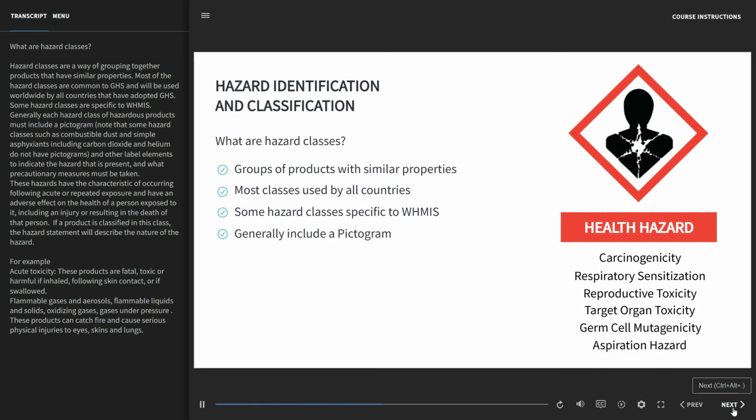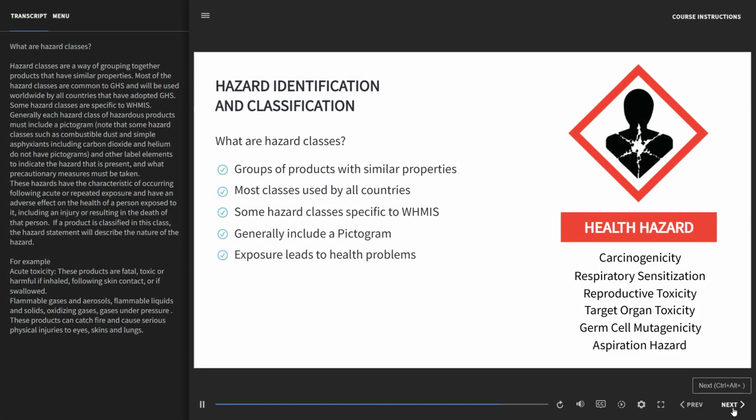These hazards have the characteristic of occurring following acute or repeated exposure and have an adverse effect on the health of a person exposed to it, including an injury or resulting in the death of that person. If a product is classified in this class, the hazard statement will describe the nature of the hazard. For example, acute toxicity. These products are fatal, toxic, or harmful if inhaled, following skin contact, or if swallowed.